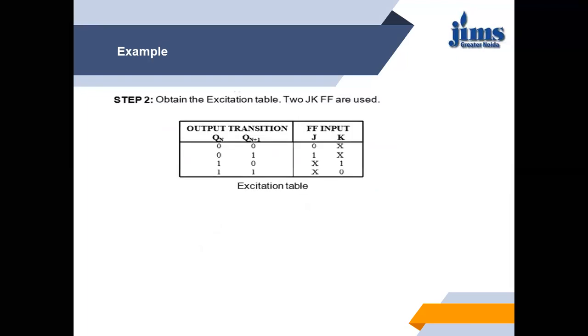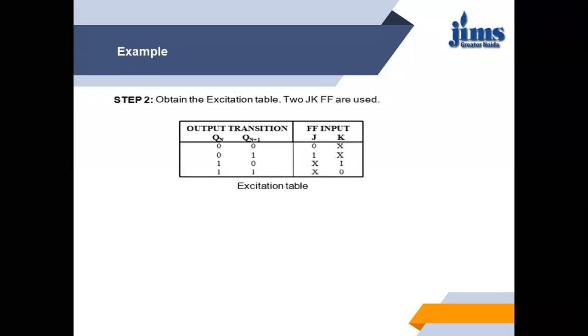Now obtain the excitation table of the JK flip-flop. We have discussed it earlier. For the JK flip-flop with present state 0, next state 0, the input combination is 0, don't care. Present state 0, next state 1, the input combination is 1, don't care. Present state 1, next state 0, the input combination is don't care, 1. And whenever both the present state and the next state are 1, the input combination is don't care, 0. This we have discussed when we were discussing the flip-flops' characteristic table and excitation table.